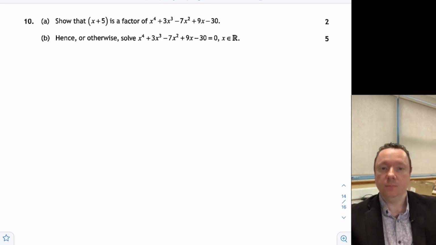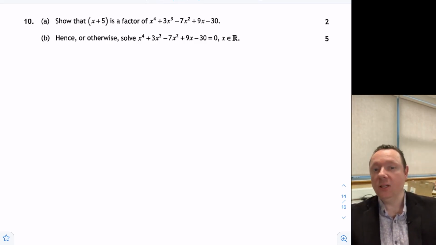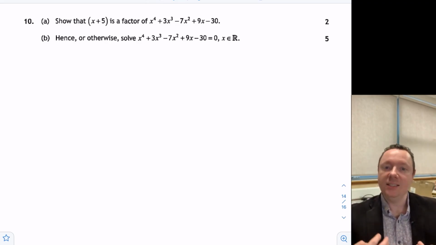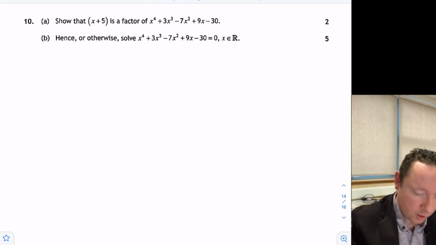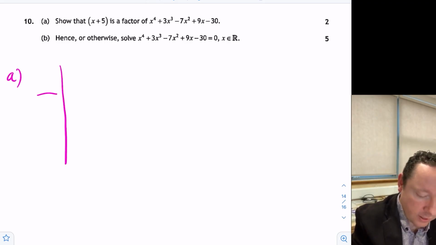So usually we do cubics, but 4th powers can come up. So you're going to show it's a factor, you're going to end up with a cubic, and you're going to have to then start with a cubic by just guess and check to find another factor. So let's start off showing it's a factor. Easiest way is using synthetic division.